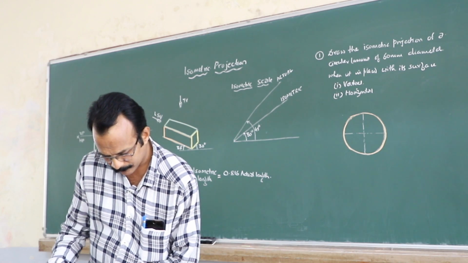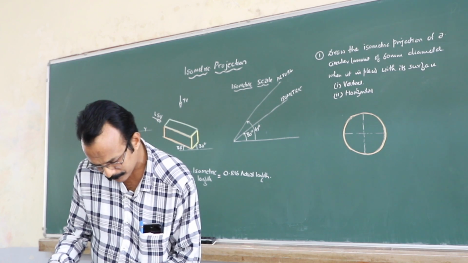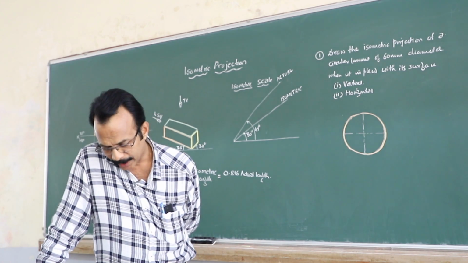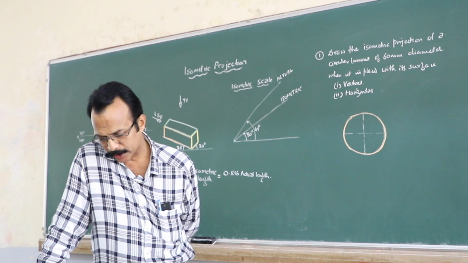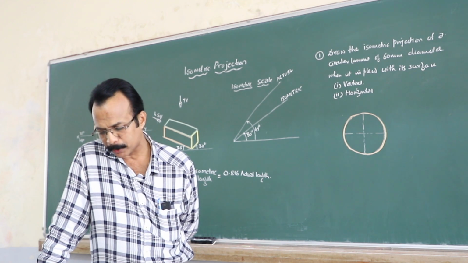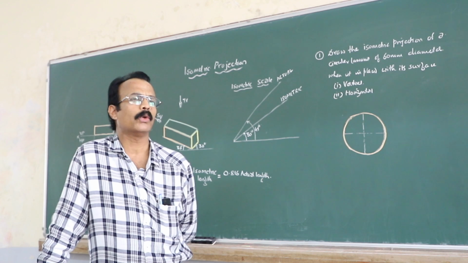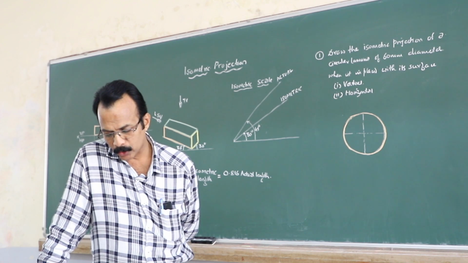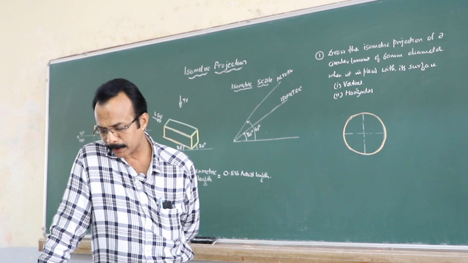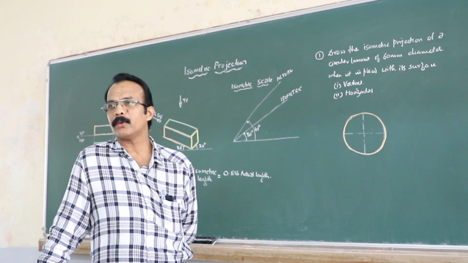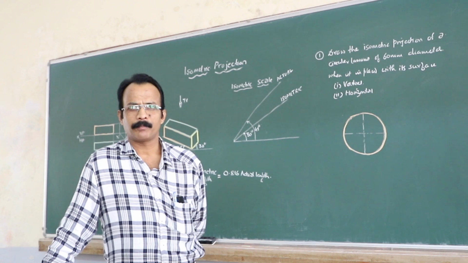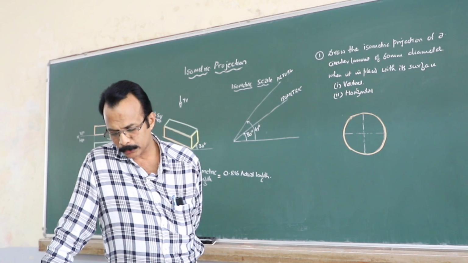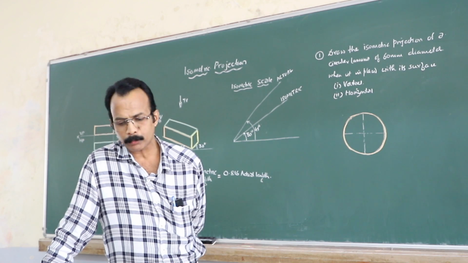One is the axonometric projection, another is the oblique projection, and another is the perspective projection. So, whenever we want the 3D diagrams, we go for axonometric or oblique or perspective projection. Now, the first one, with relation to what we are going to study, is axonometric projection.